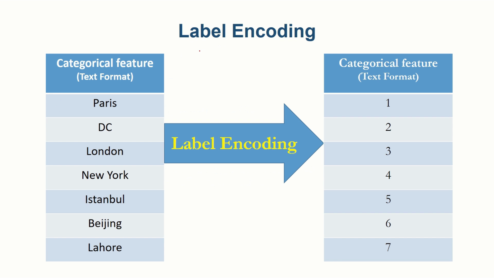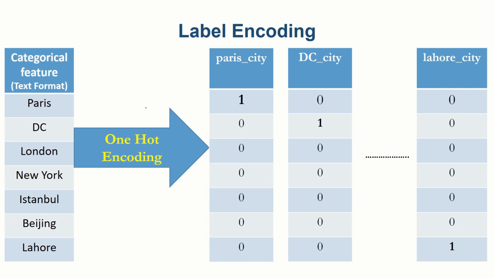This thing we have already discussed as an example. We assign some label to every categorical feature, right? We have already discussed it. So this is the same thing. The second thing is one-hot encoding. This is almost the same thing, but with a little bit of difference.